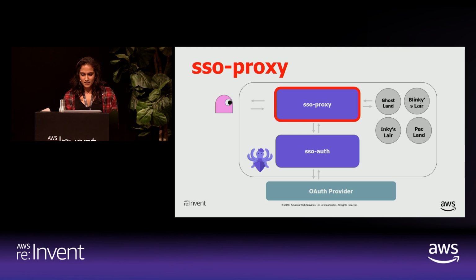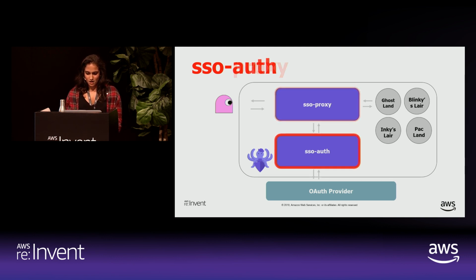SSO proxy acts as an identity-aware proxy for the services sitting between the upstream and the user. It stores a short-lived cookie session that refreshes every minute or so with SSO auth, and the refresh with SSO auth is done behind the scenes, so the user doesn't see any of this.